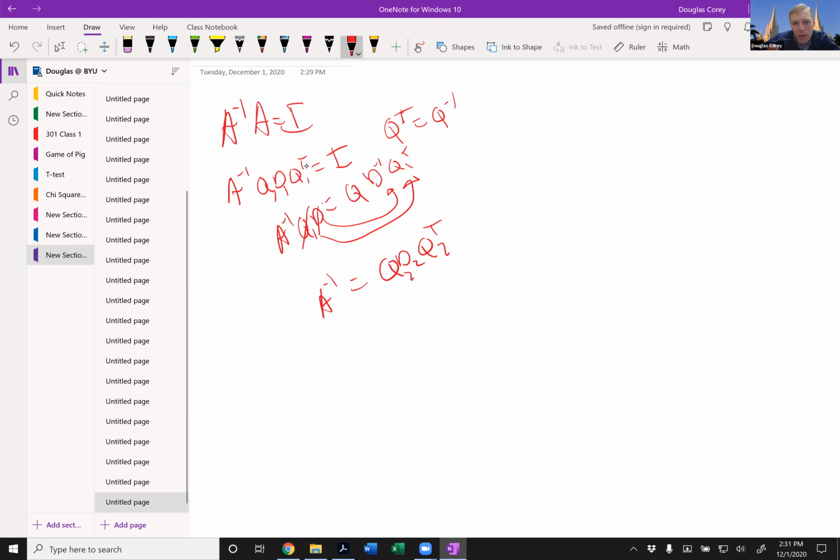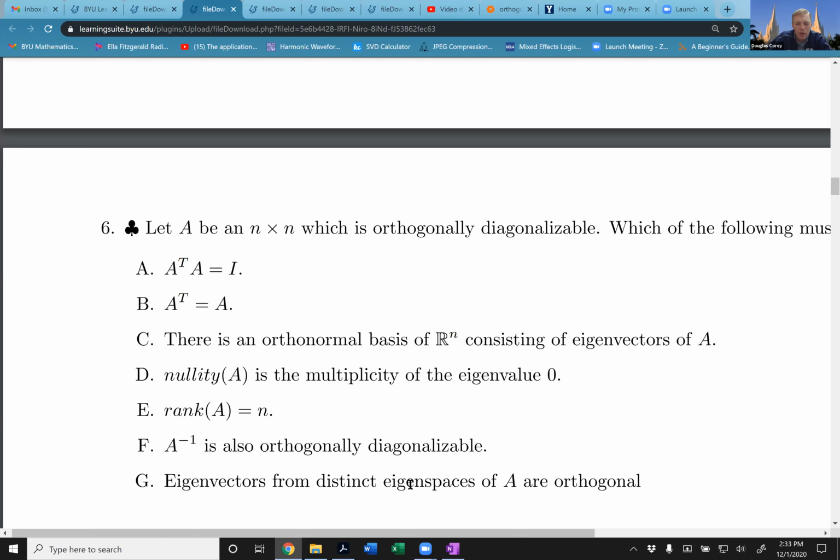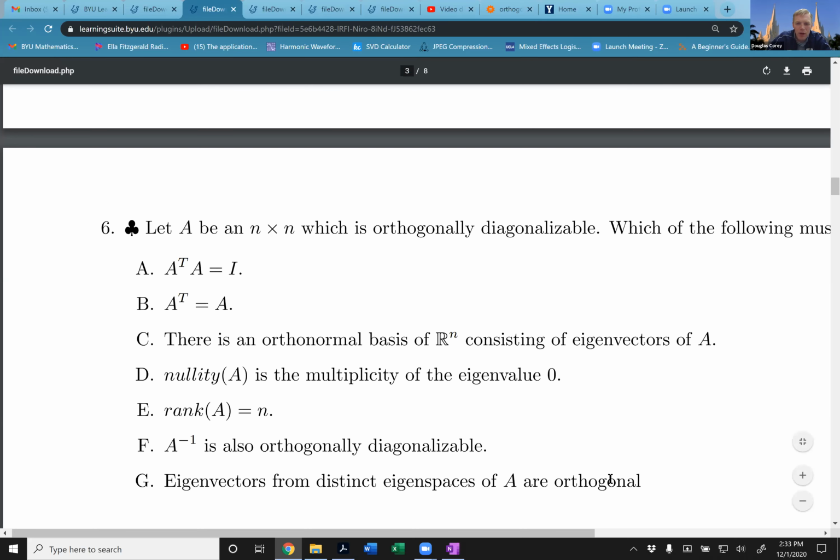Eigenvectors from distinct eigenspaces of A are orthogonal. That would be true. So this is always true for symmetric matrices. It's one of the theorems. That's kind of the crux of the spectral theorem: since A is orthogonally diagonalizable, Q is made by the eigenvectors of A, and Q is an orthogonal matrix. So they are orthogonal. At least for the distinct ones, we know that they are for sure. If they're not distinct, then you're not guaranteed that. Okay, any questions on this?